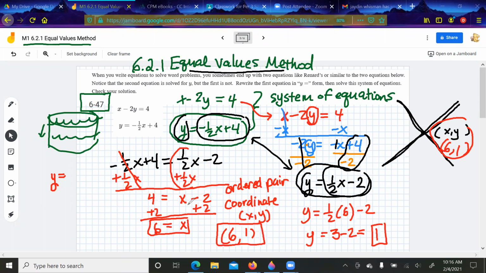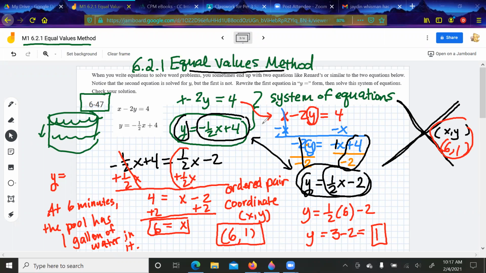If this was a word problem and X was the time, then I would say after 6 minutes, the pool has 1 gallon of water in it. If it was a word problem, that's what I would do. That's what the 6 would represent, how much time. So after 6 minutes, the pool has 1 gallon of water in it, if this was that word problem that we were talking about earlier.